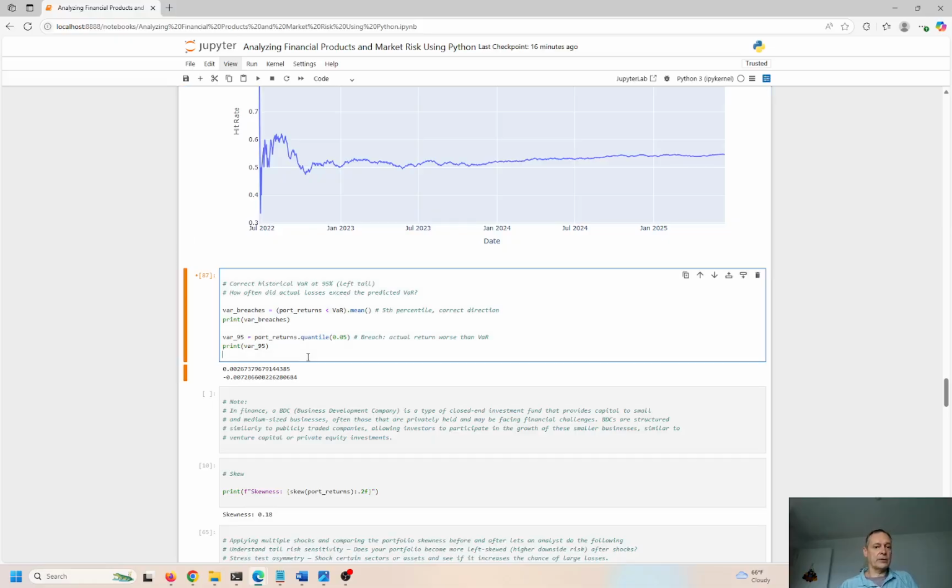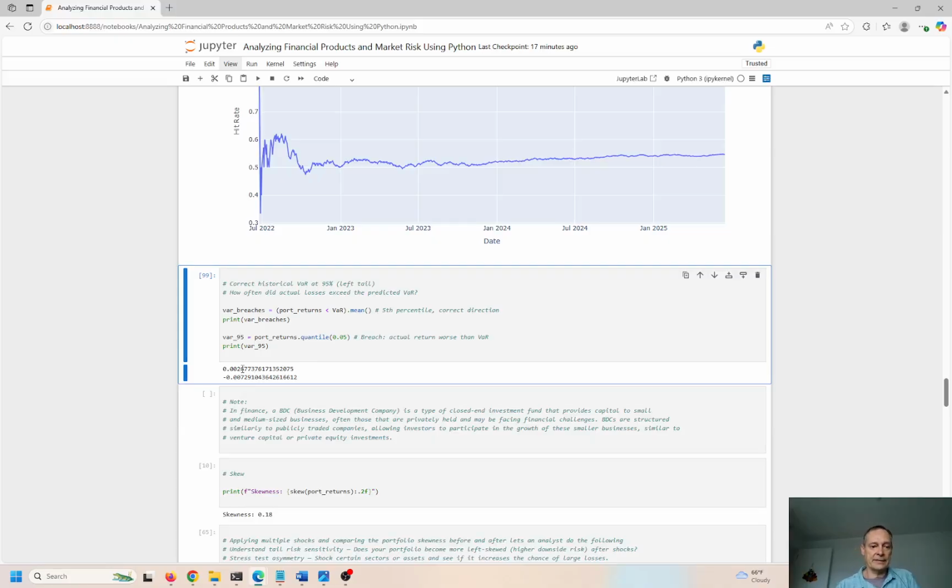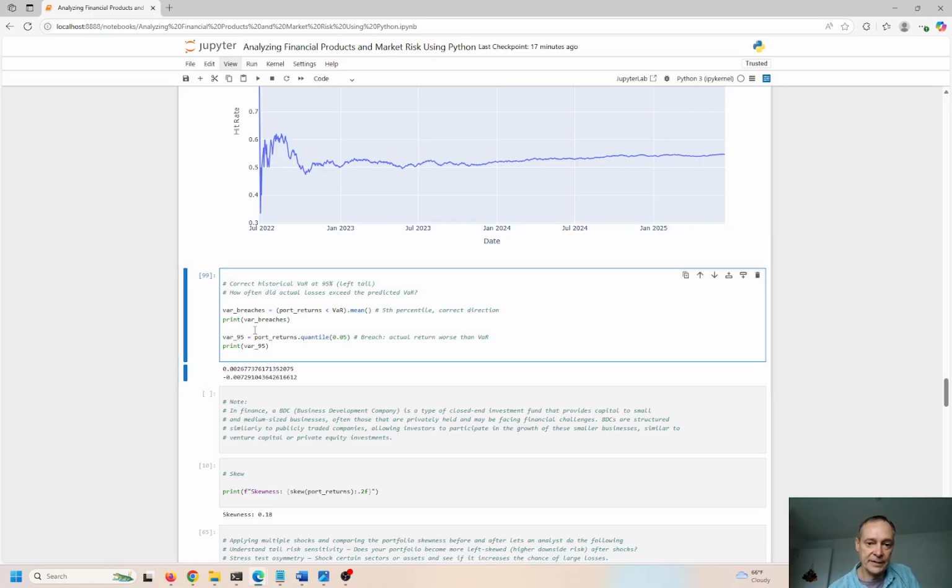So one more thing we can look at is how often did actual losses exceed the predicted VaR, right? So we have the VaR. I talked about that at the beginning, the value at risk. So how often did actual losses actually exceed the value at risk? It should be a pretty small percent of the time, because remember, we set that confidence interval at 95%. So 95% of the time, the portfolio should not exceed the VaR, but it certainly could, right? There's no guarantee that it won't. And we can see in this case, it's 0.026, that this is the 5th percentile.